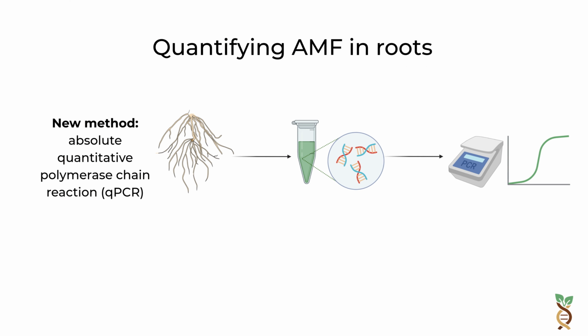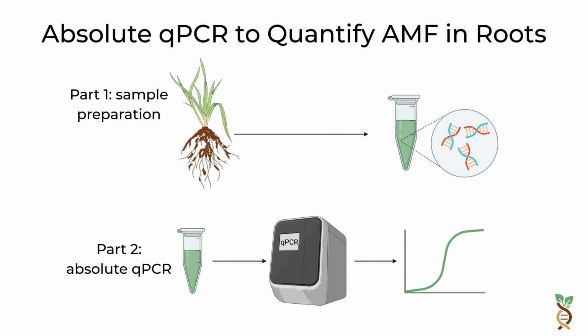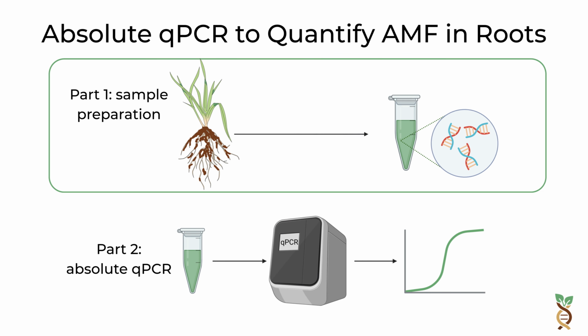We have validated the use of absolute quantitative polymerase chain reaction, or absolute qPCR for short, to quantify AMF in the roots of different crops. This high throughput and reliable technique is versatile and suitable for a wide range of research projects. The process is divided into two parts. First, the sample preparation, and then the qPCR. Let's look at the protocol for part 1, sample preparation.